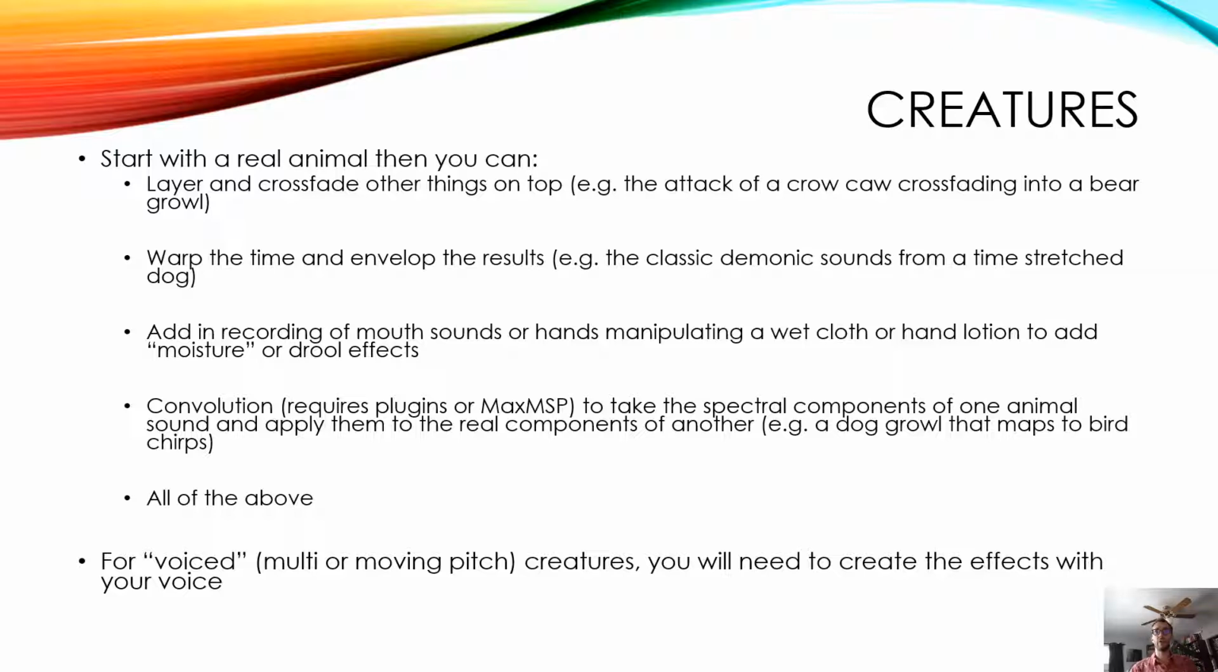Convolution is really cool. This allows you to take the spectral components of one sound and apply them to the real components of another. So take the spectral components of a dog growling and map that to bird chirps. Or you can use all of the above.